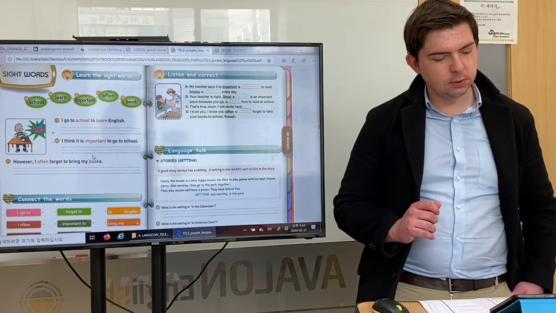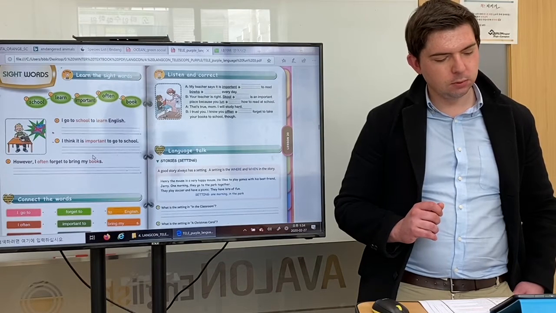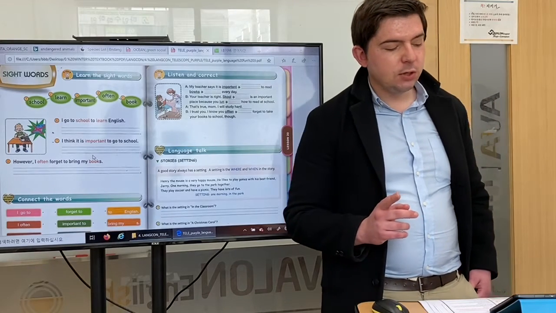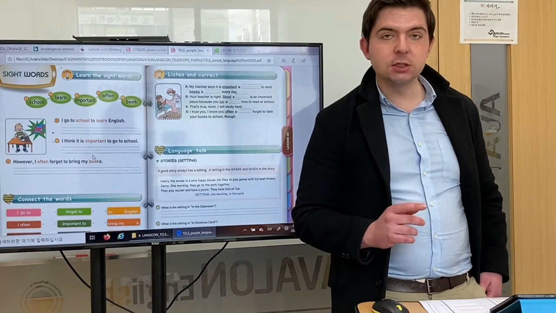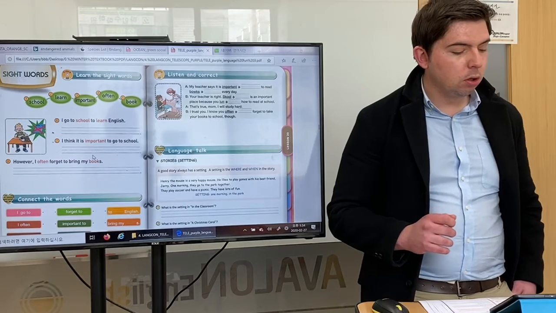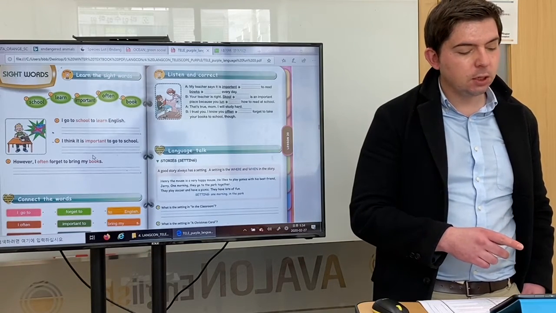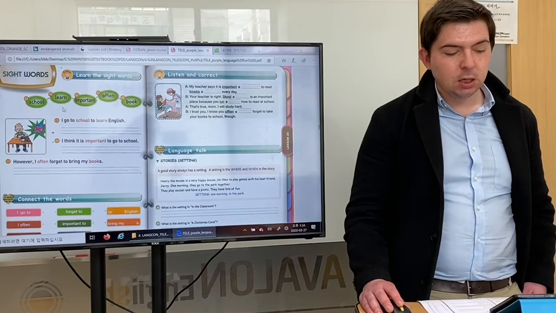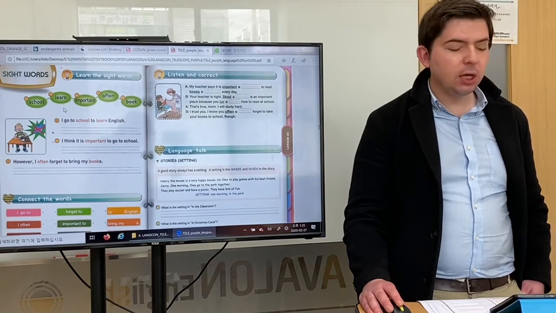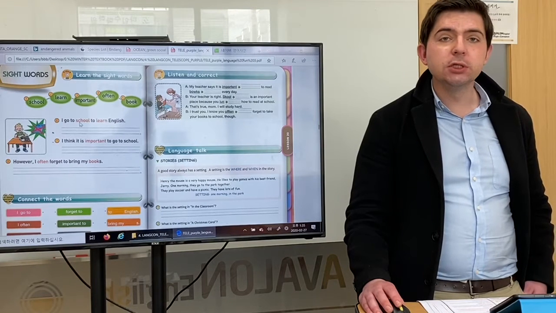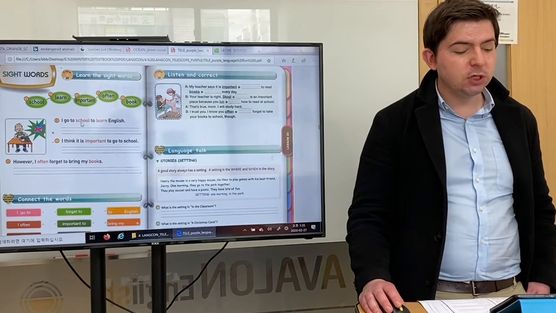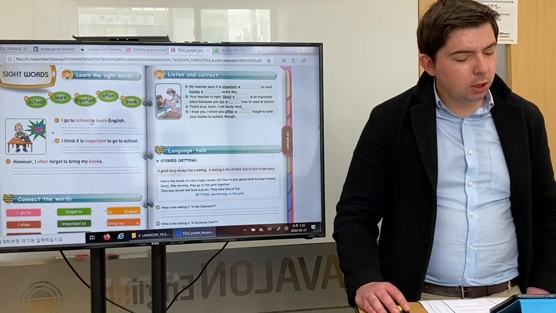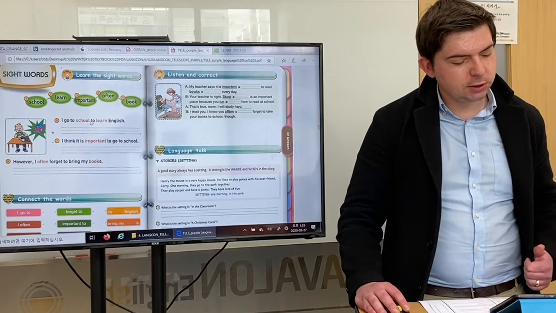Perfect. However, I often forget to bring my books. That's right. Now, is there anyone here that does not know the meanings of these words? Oh, there is. I'm gonna need somebody that knows the meanings of these words in Korean in order to better help you to understand them.